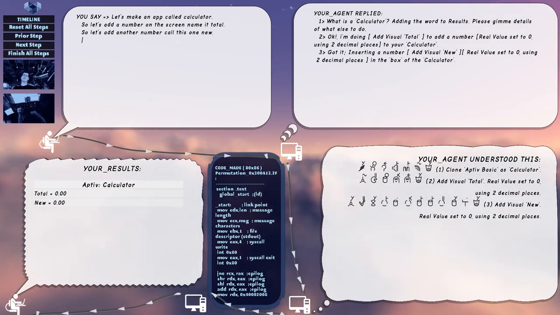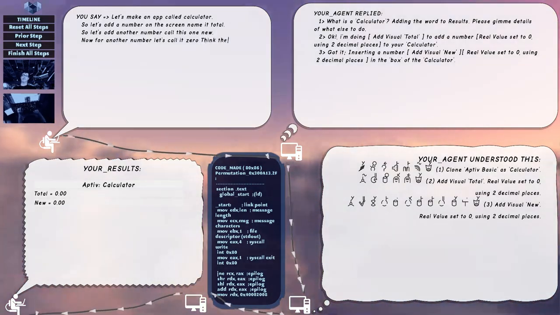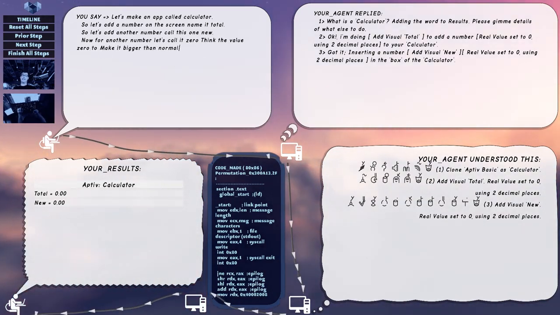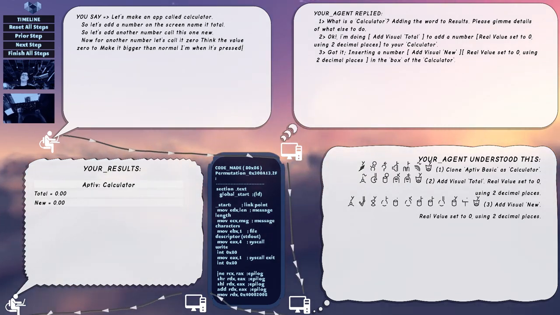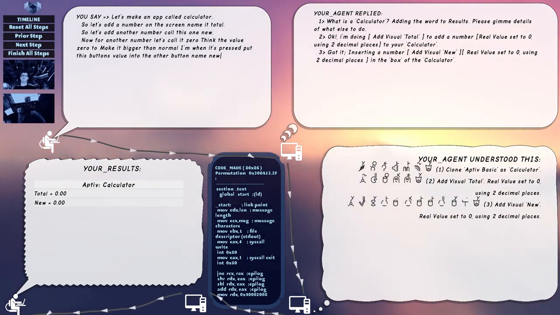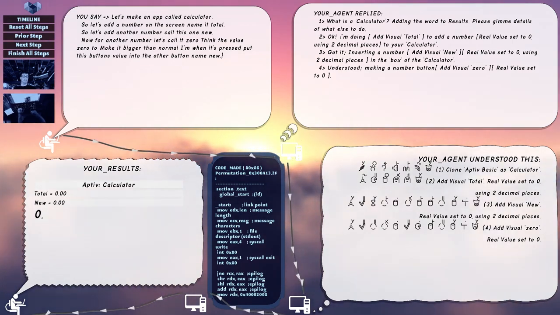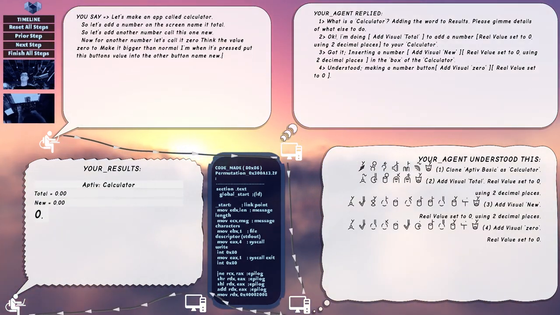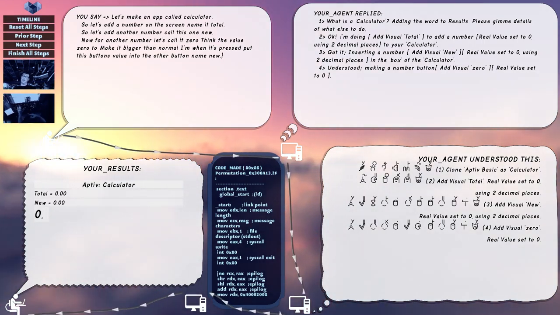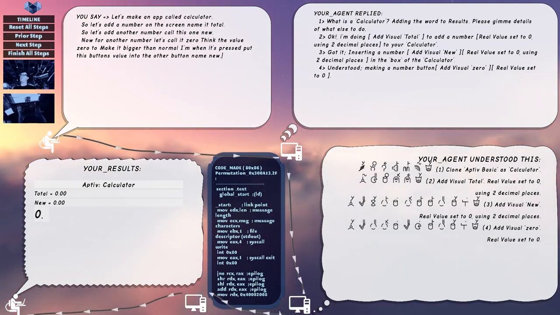So now for another number. Let's call it 0. Let's make the value 0. Let's make it bigger than normal. When it's pressed, put this button's value into the other button named new. Full stop. Do it. Understood. Making a number button. So this is our first piece of behavior, and we can see it in the understood box that sort of describes a sense of what it does.